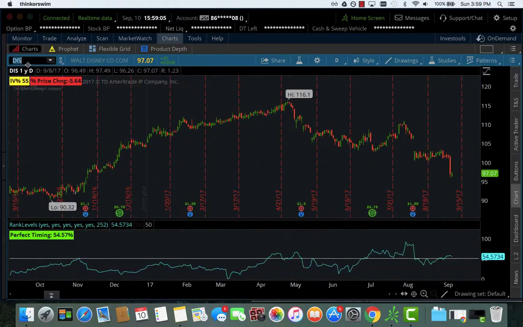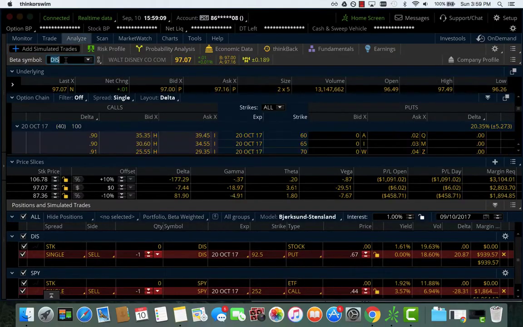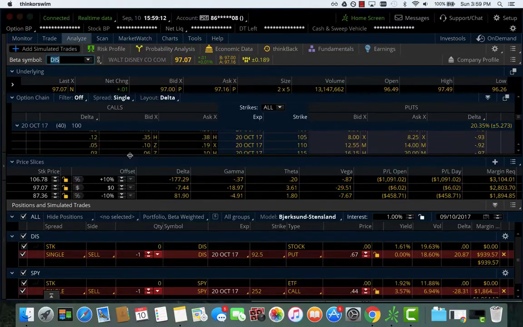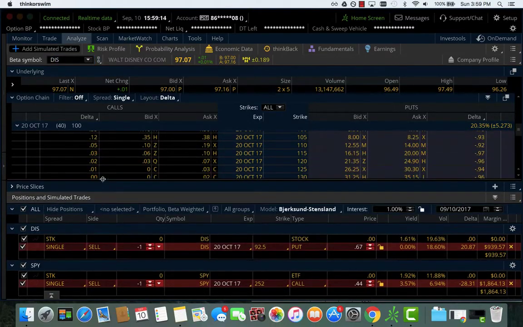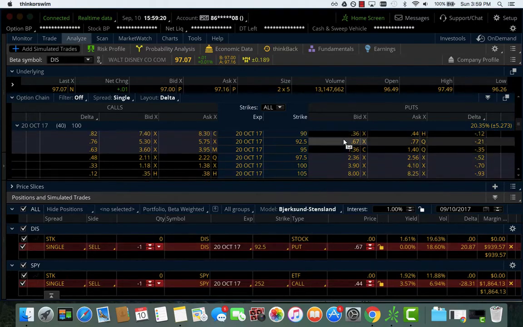I want to go ahead in Disney and sell the put. Now in Disney, if you remember, that put was not the 16 delta put. That put was the 21 delta put, right? So normally we wouldn't have sold that put. We probably would have sold a 90 put.